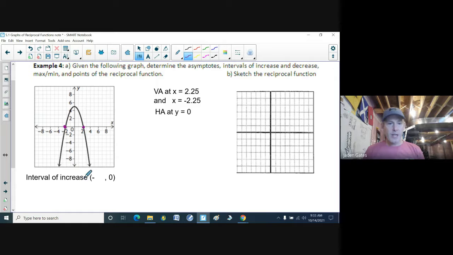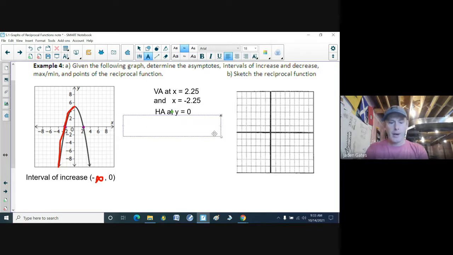So that is now telling me, see, I'm going to write this all in red. Here, let's go. So we're up here, increasing. Boom, stops increasing from negative infinity to 0. So then that tells me on my graph, my reciprocal, my interval of decrease is that same thing. It's from negative infinity to 0.